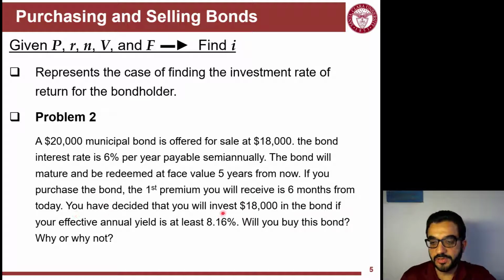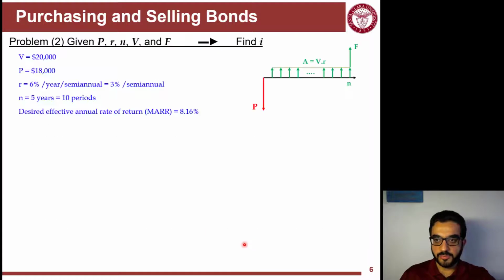You have decided that you will invest 18,000 in the bond if your effective annual yield is at least 8.16%. So now you're thinking, yes, I will take it for 18,000, but will it give me an 8.16% effective annual return or not? So now, if we summarize all of that, I am given V, I'm given R, I'm given the purchase price. R here is 6% per year per semi-annual.